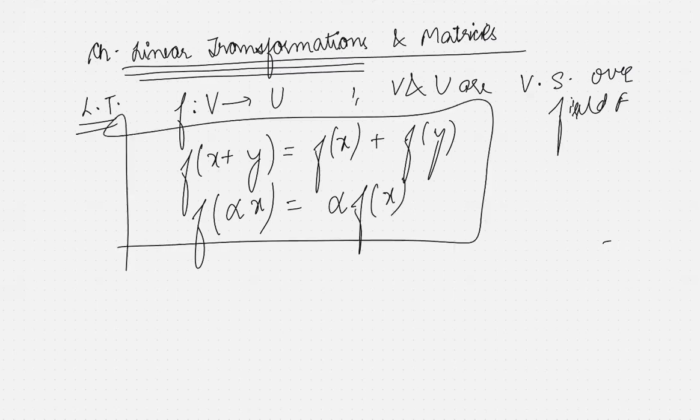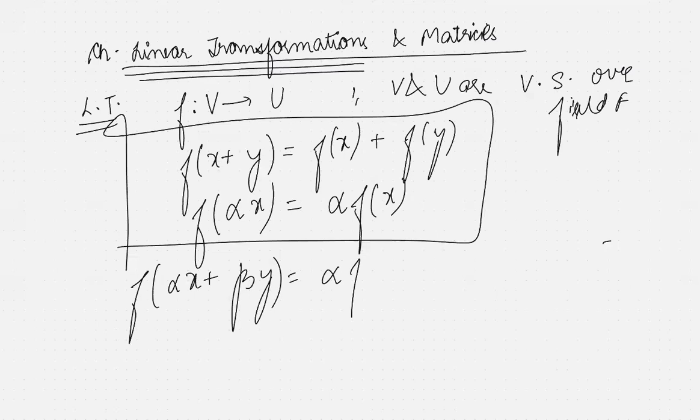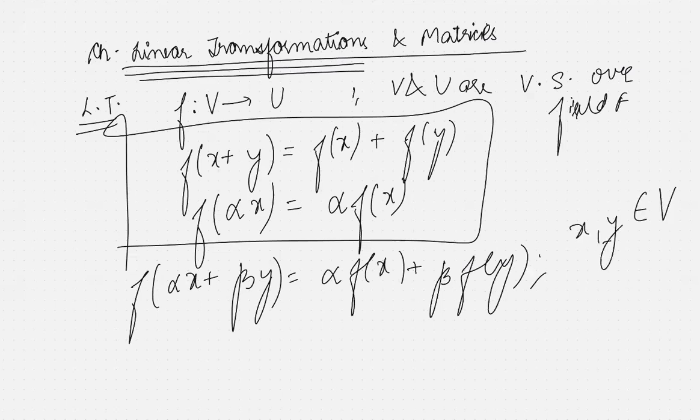How can we combine them into one single condition? Very easy. This becomes f of alpha x plus beta y equal to alpha times f of x plus beta times f of y, where x, y belong to the vector space V, that's the domain, and alpha, beta are scalars, they belong to the field.